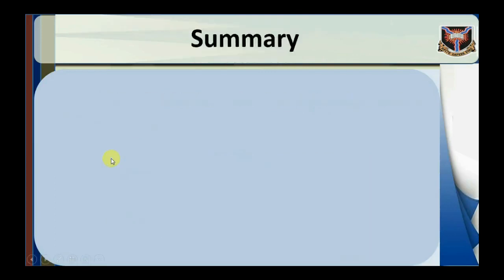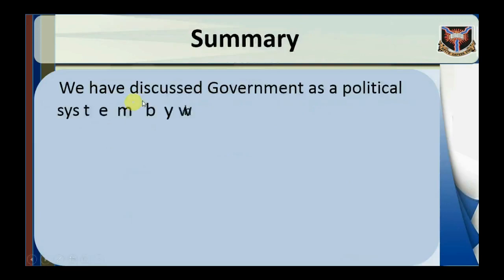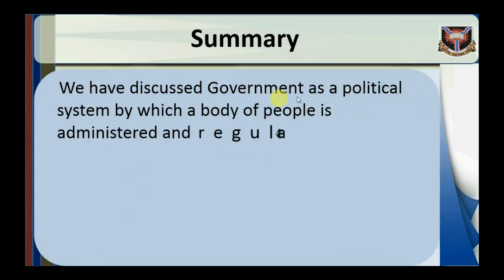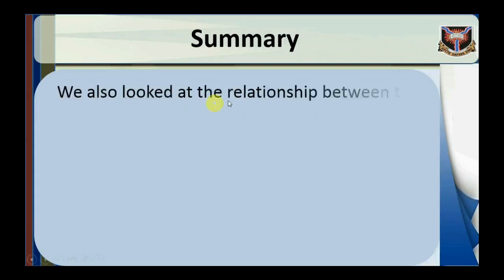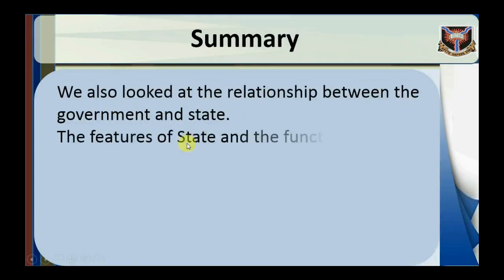Study session summary. In this study session, we discussed government as a political system by which a body of people is administered and regulated. We also looked at the relationship between the government and state, the features of state, and the functions of the government.